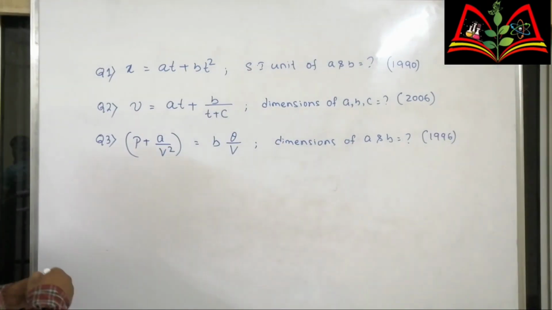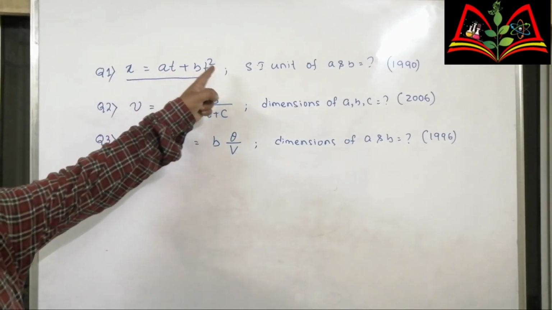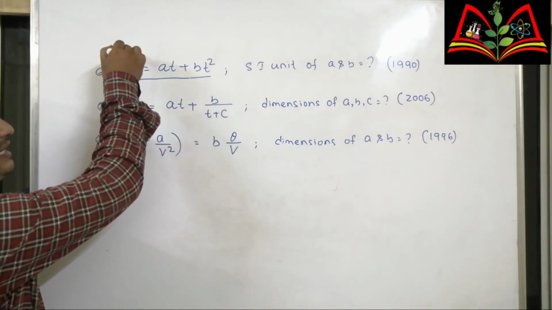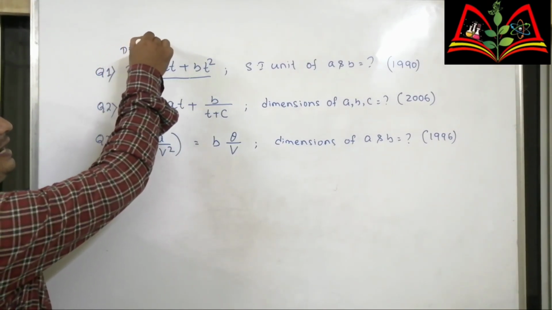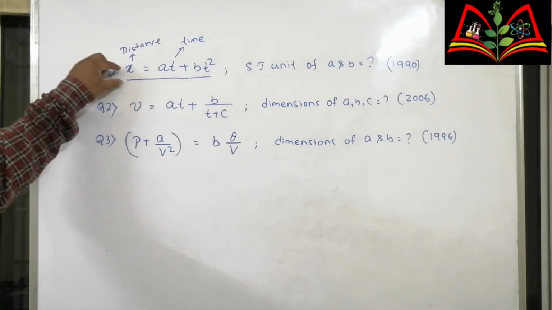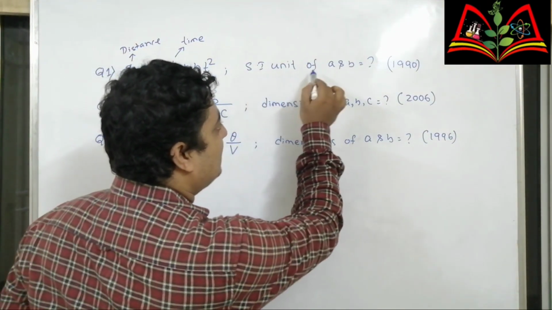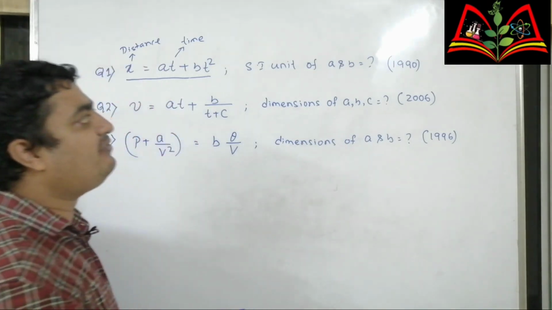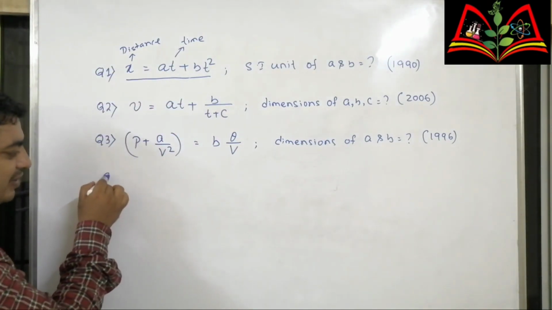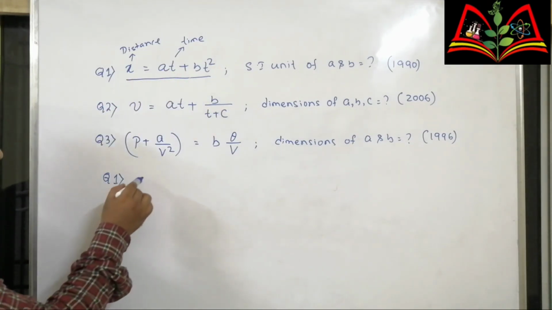Now consider the first question. Here given that x equal to A plus bt square. Here x is given as distance and t is given as time. It is mentioned in the question, x is distance, t is time. Question is asked that what are the SI units of A and B? Now let us check the equation. Question 1, x equal to A plus bt square.